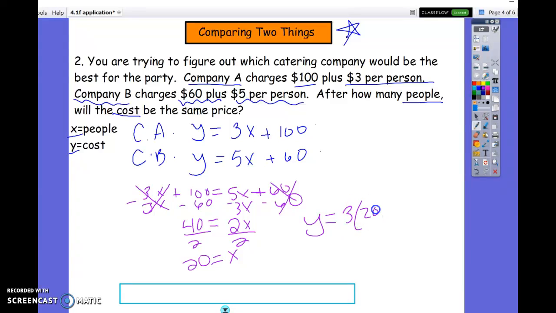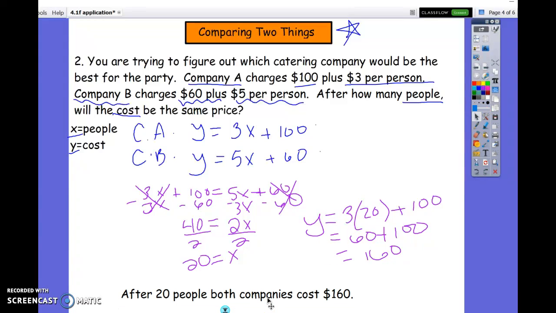3 times 20 plus 100 leaves us with 60 plus 100, so 160. So putting that into the context of our problem, our final answer is after 20 people, both companies cost $160. So again, just putting this into context, all that's different in this one is our equation setup was a little different. Since we were comparing two things, we had an equation for each thing we were talking about.